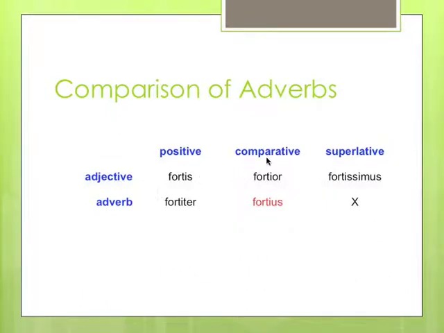The comparative degree of an adverb, like fortiter, is the same as the neuter of the comparative adjective. You probably recognize this word fortius as the neuter of fortior. The adjective is actually fortior, fortius. And the word fortius can be used to describe a neuter object. Well, that same form fortius has another role. It also serves as the comparative adverb and means more bravely.